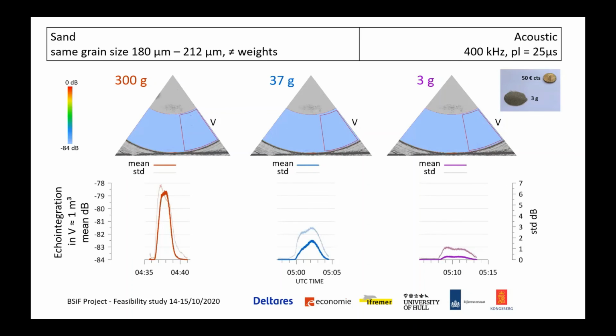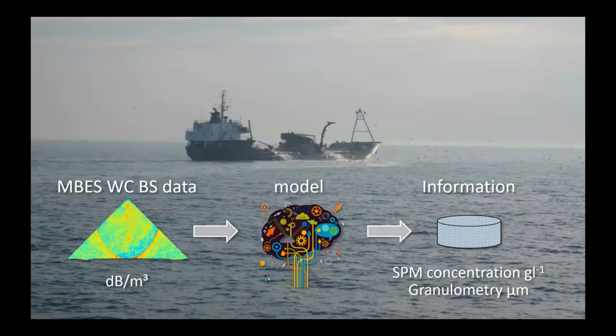Yeah, and you see, of course, this is the echo integration, the mean decibel value measured inside this volume of water within the time, plus the standard deviation. And this volume of water is more or less 1 cubic meter. So in the mean dB, you see obviously the link between the level of dB and the weight of sand. So, I will conclude, I'm a little bit late.